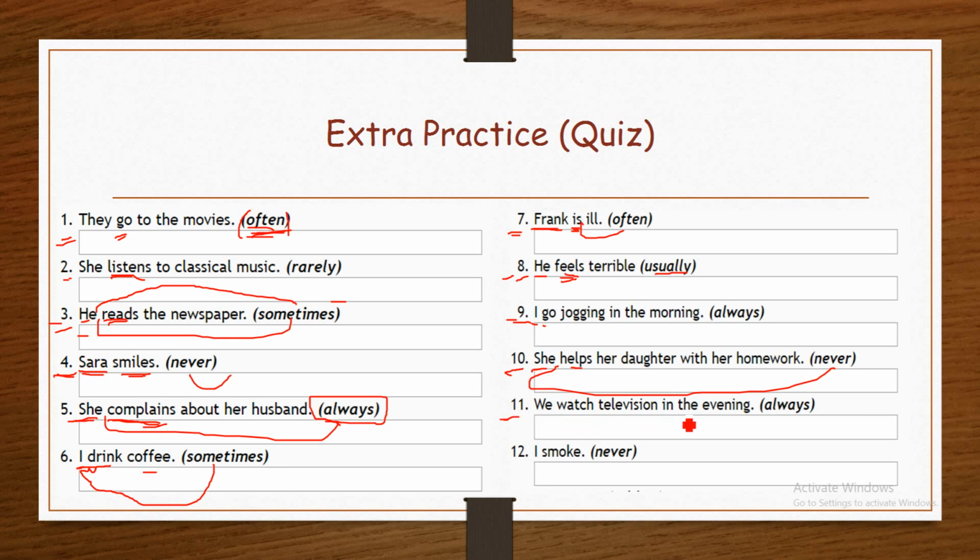Number eleven. We watch television in the evening. We is the subject, watch is the main verb. Therefore, subject plus adverb of frequency plus main verb. We always watch television in the evening. Number twelve and the last one. I smoke. I is the subject, smoke is the main verb. And we have the adverb of frequency never. It means 0%. I never smoke.